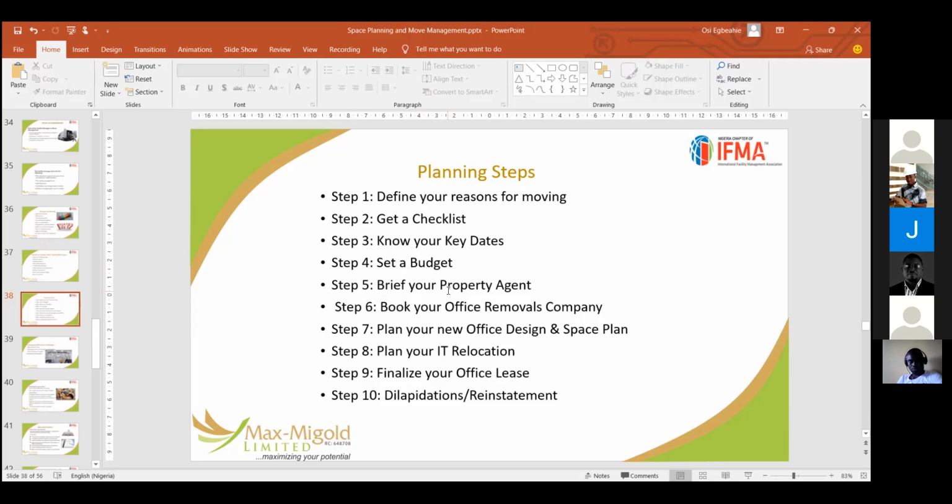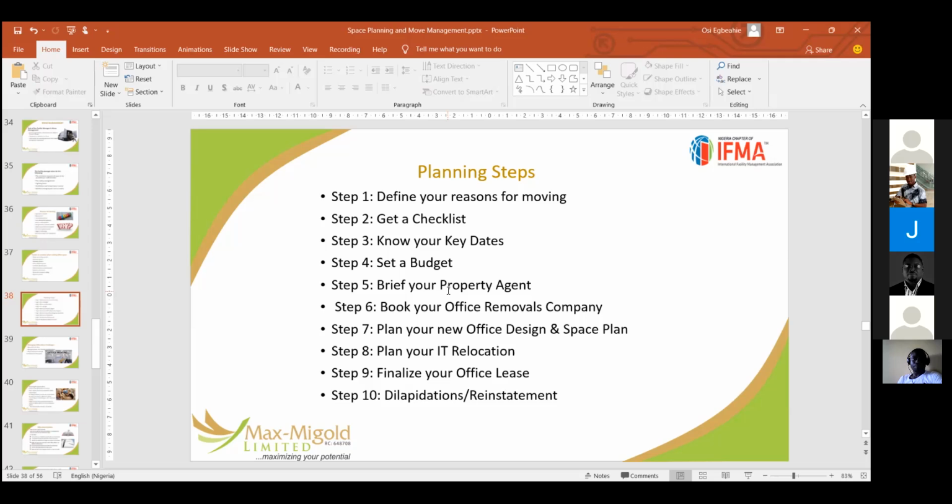Plan your new office design and space plan. Plan your IT relocation. Why IT is an important thing is because for every office, IT is very important. You must plan it so that you don't shut down the whole company and the whole server.